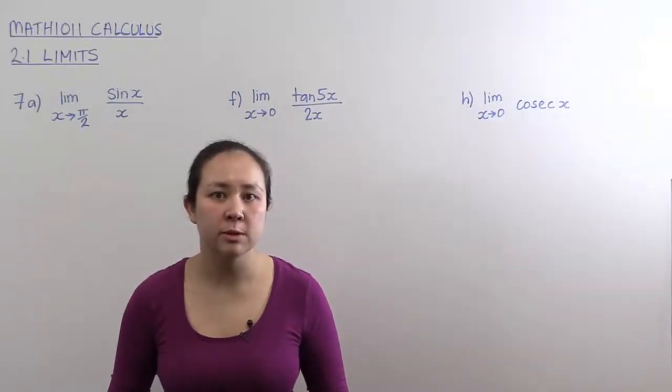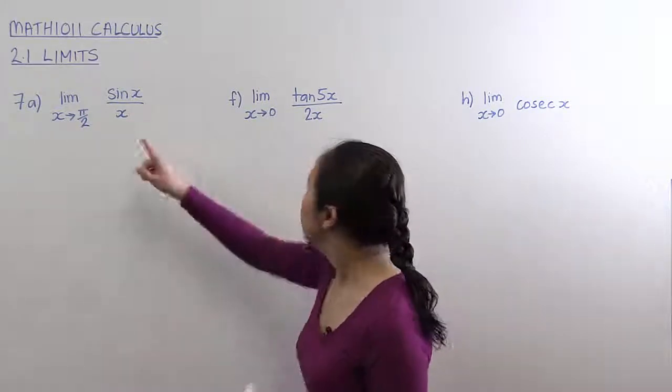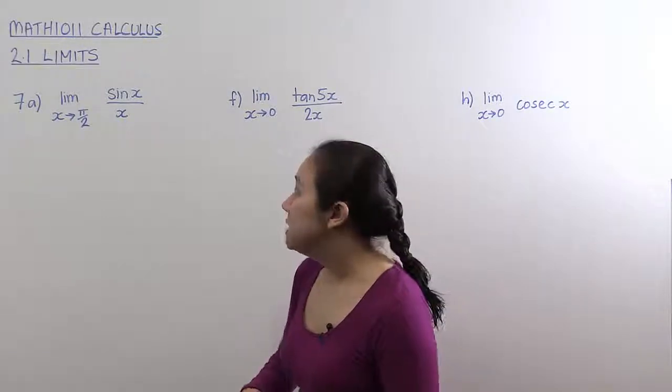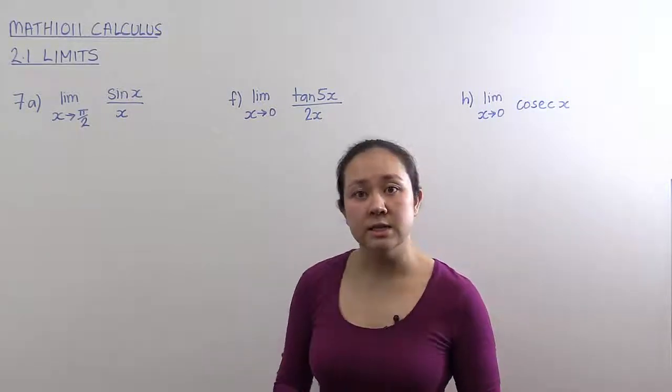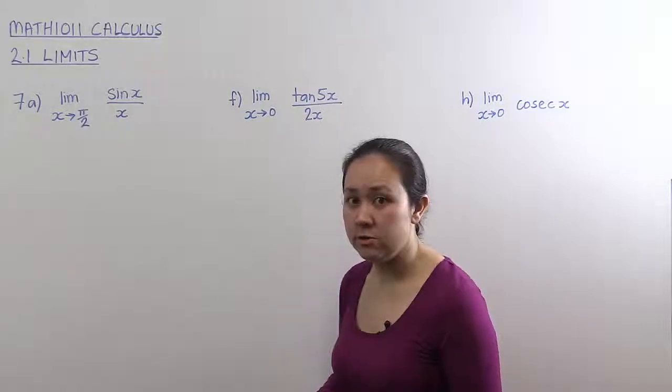Today I'm working through some of the problems from Math 1011 Calculus in the section on limits. So we've got some trigonometric limits here. One of the key ideas that's written in a box above this problem set is that the limit as x tends to 0 of sine x on x is 1. That's a very useful fact to remember.